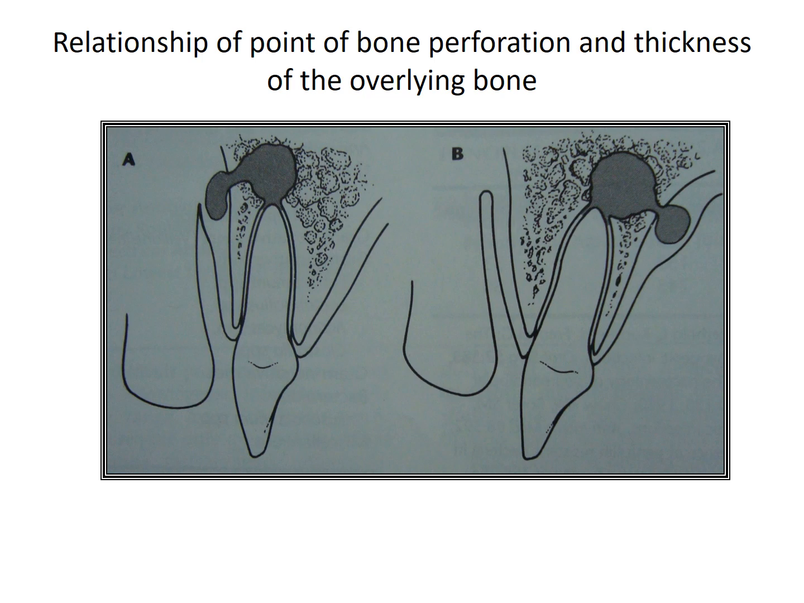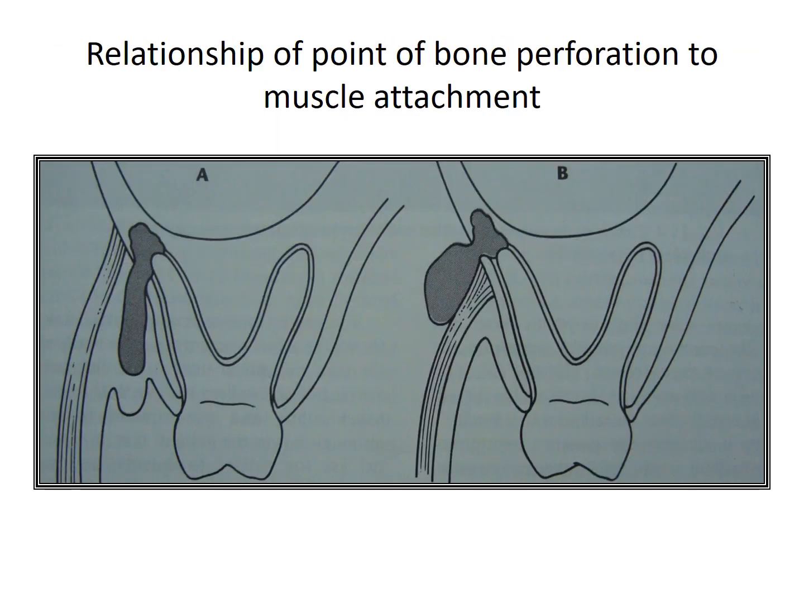The spread of infection will follow the path of least resistance. So here you can see the infection will go towards the area of thinner bone. Here you can see it will go to the labial area instead of the palatal area, because the palatal area is thicker. This diagram shows the relationship between the apex of the root and the muscle attachment.